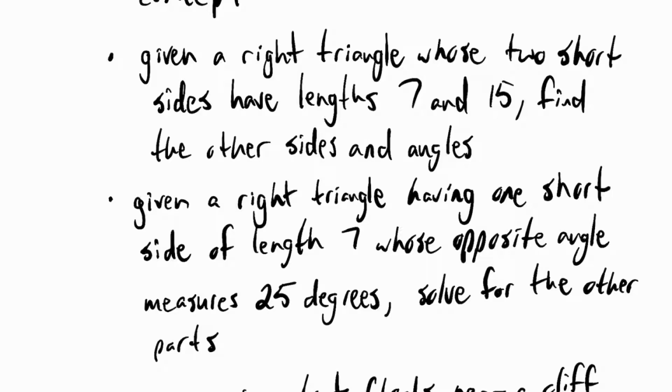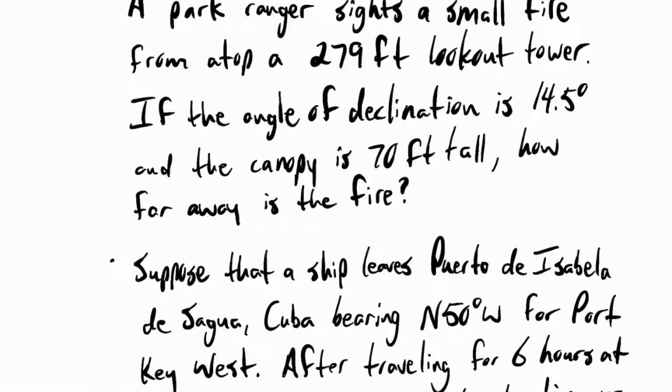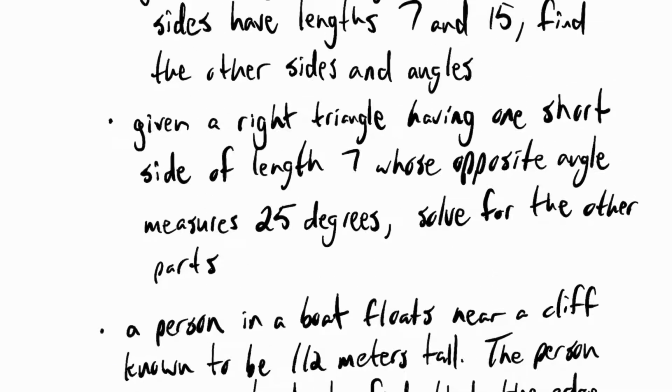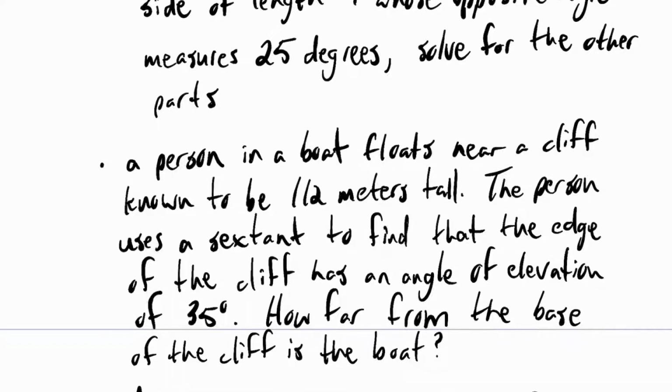We'll have two of those, and we'll have two, I think three, application problems where it's a description of a situation, and you have to figure out how do I interpret this in the form of a triangle, and then apply the techniques that we'll go over in these examples in order to solve.